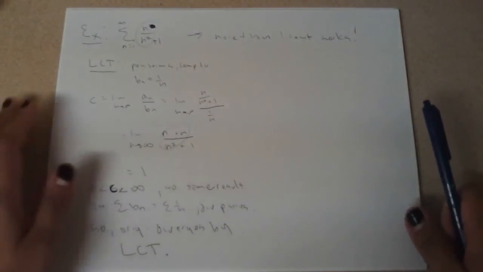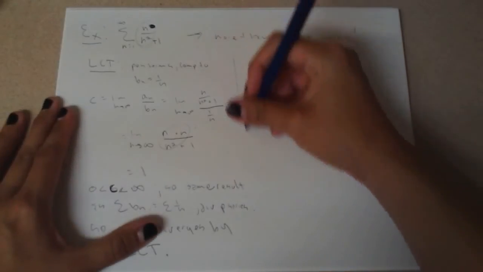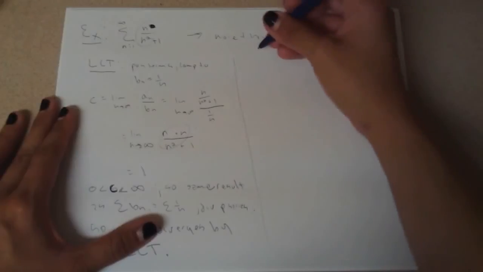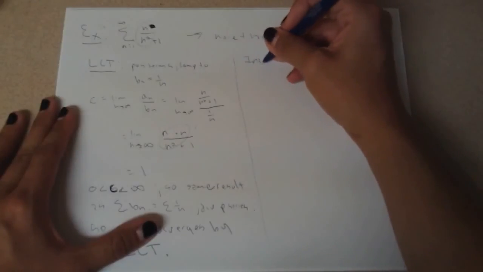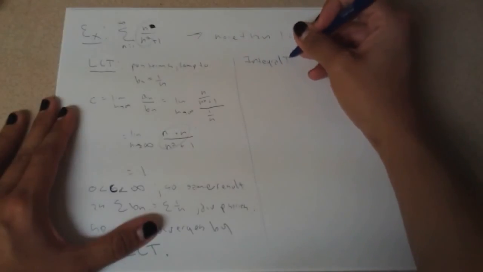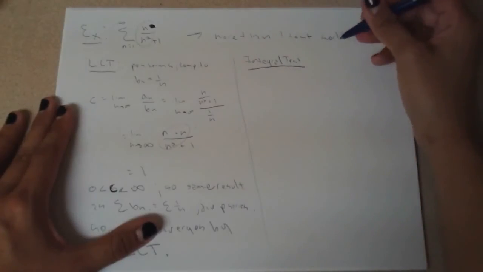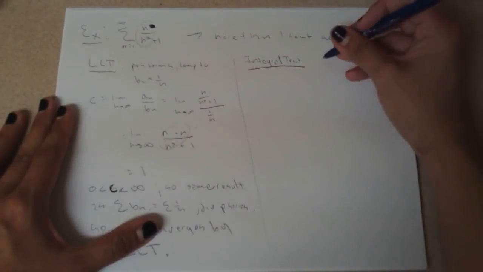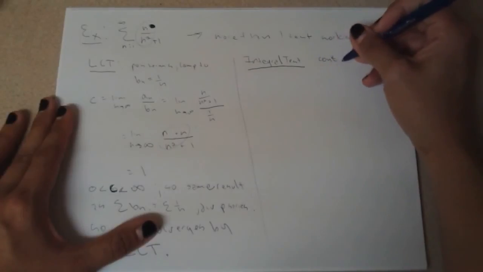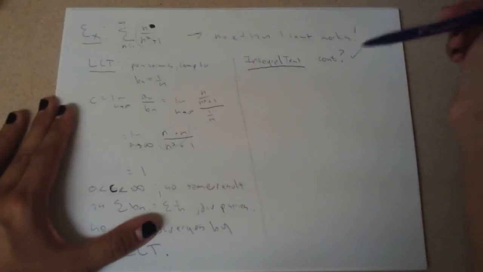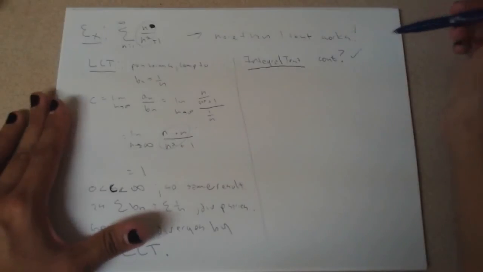Okay? Now, that's one way to do it. Let me see if I can squeeze my integral test in here on the other side. If I want to try my integral test, we had a couple hypotheses to check. Namely, is this guy continuous? Yeah, there's no divide by zeros or anything weird on the interval from 1 to infinity.